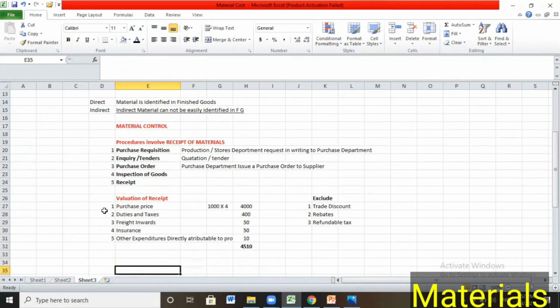And for how to value the receipt of goods, the items that need to be included are purchase price, in addition to that duties and taxes, freight inwards, insurance, and other expenditures directly attributed to procurement, and we should exclude trade discount, rebate, and refundable tax. They should not be considered.